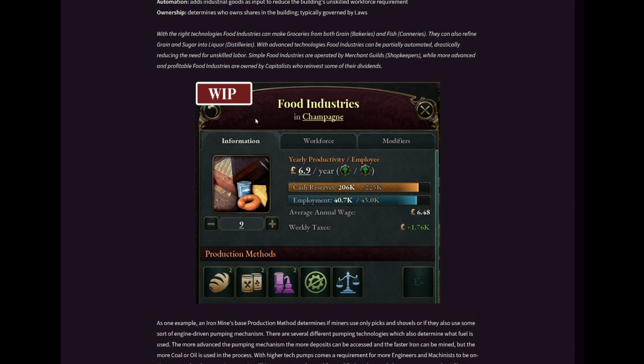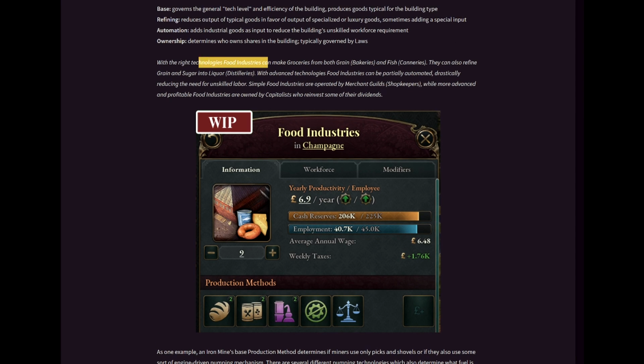So we have an example here, the food industries. You can see productivity, employees, and so on. And there is a selection of production methods. As you can see, it's 5 different things, and one of them is not yet filled.